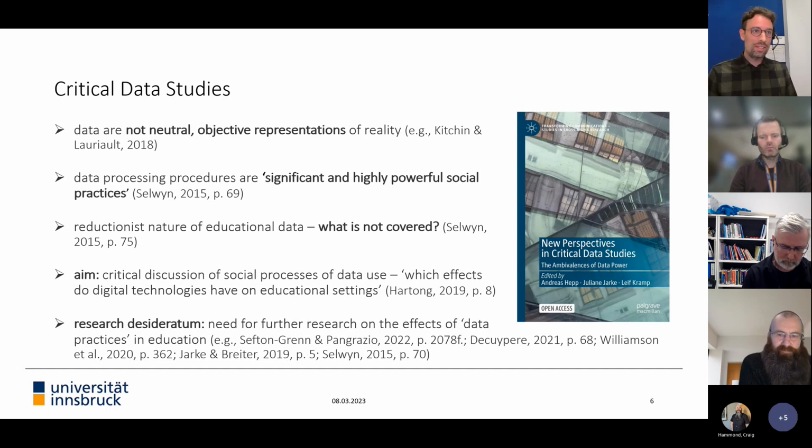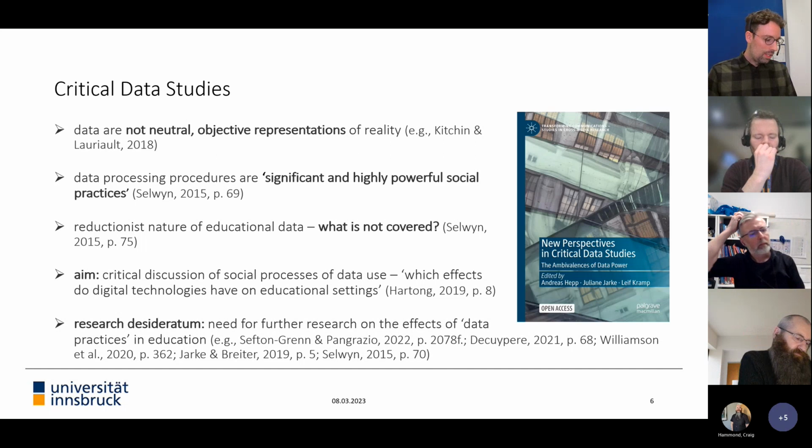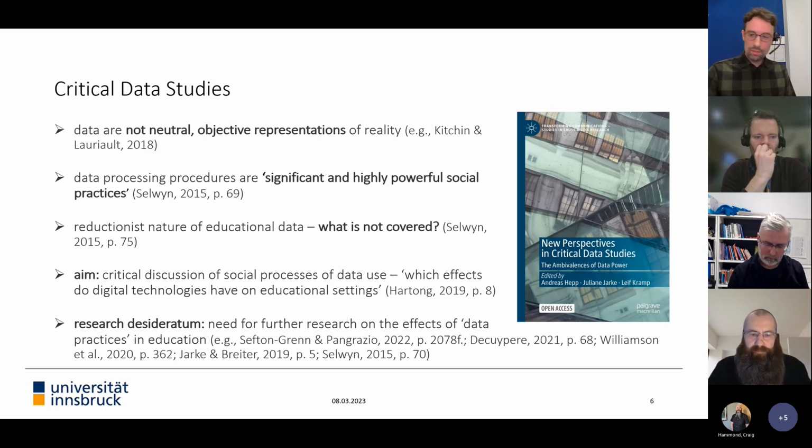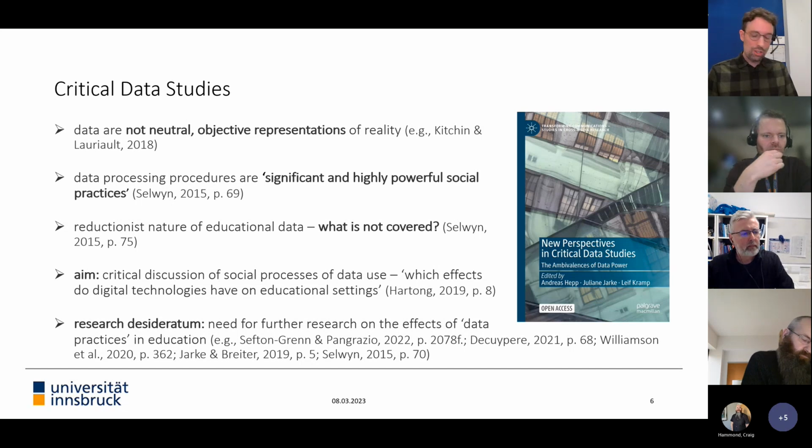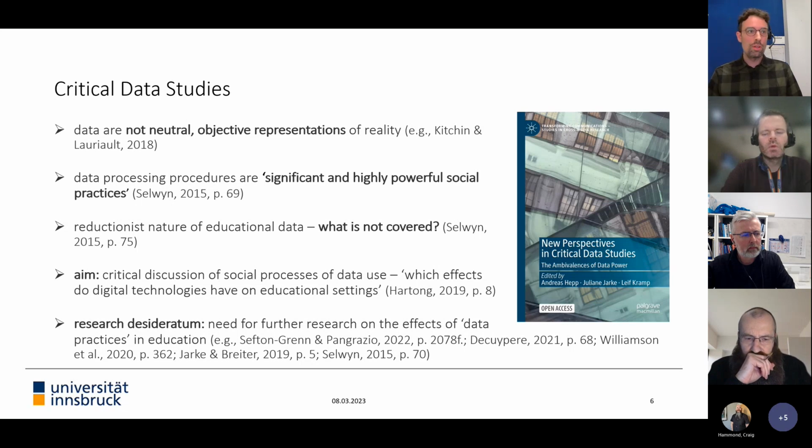And third, but not least, is the critique of the reductionist nature of educational data, which means if you capture educational events or learning activities with digital data, some things are excluded and some things included. So some aspects of learning are better captured than others. Some of them are not possible to capture. So the question, following Selwyn, is: what is not covered? What exclusions exist in the way education is shown through digital data? I think this research field is very interesting, and we are inspired by this research.